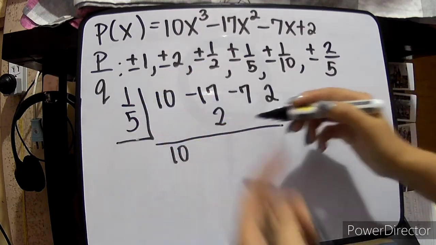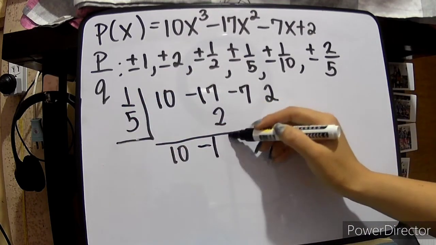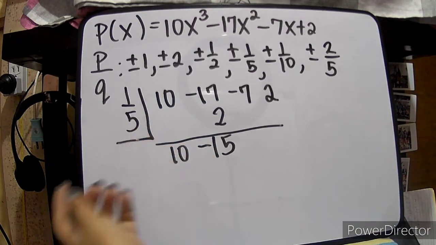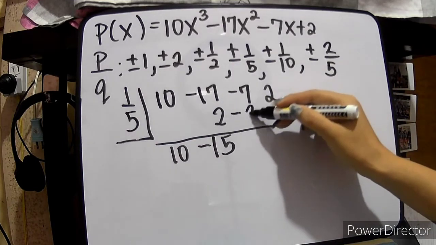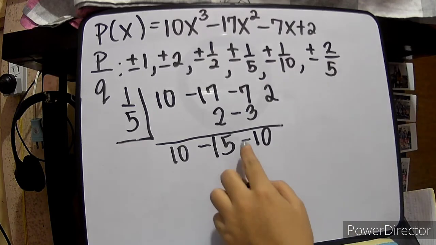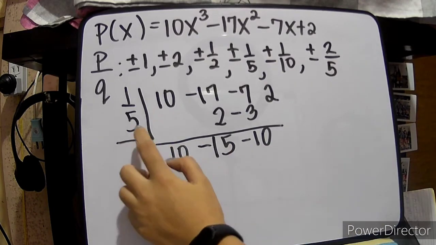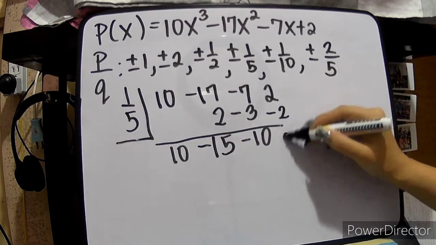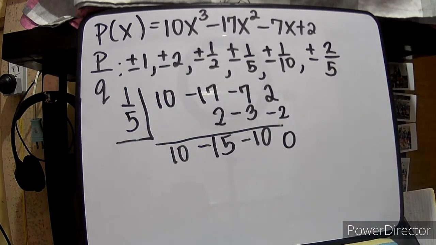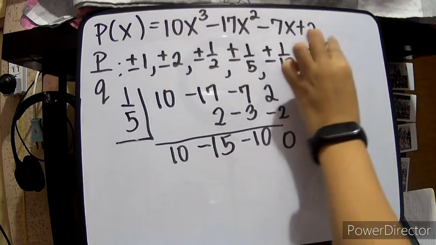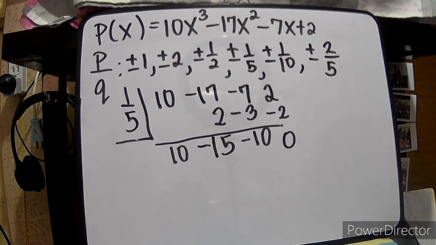And then, addition, pero isasubtract kasi unlike sign, so will give us negative 15. So, negative 15 divide 5 will give us negative 3 times 1 will give us negative 3. And then, same sign, add, so will give us negative 10. Negative 10 divide 5 will give us negative 2 times 1. So, negative 2 and then 0. So, dahil nag-0, it means that 1/5 is one of the zeros of this polynomial function.